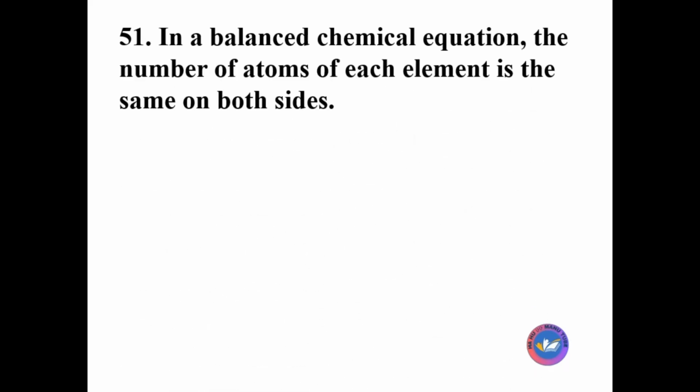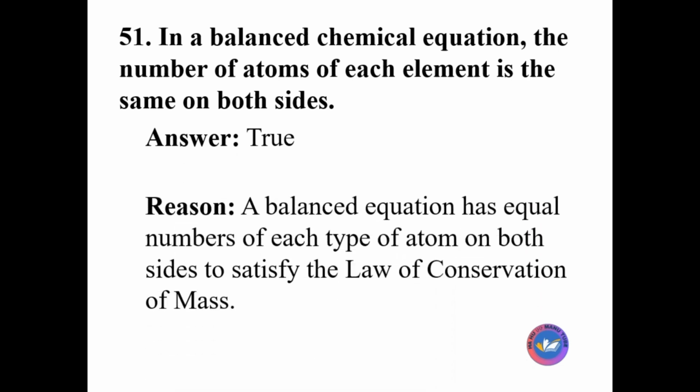Question number 51. In a balanced chemical equation, the number of atoms of each element is the same on both sides. The answer is true, because a balanced equation has equal numbers of each type of atom on both sides to satisfy the law of conservation of mass.